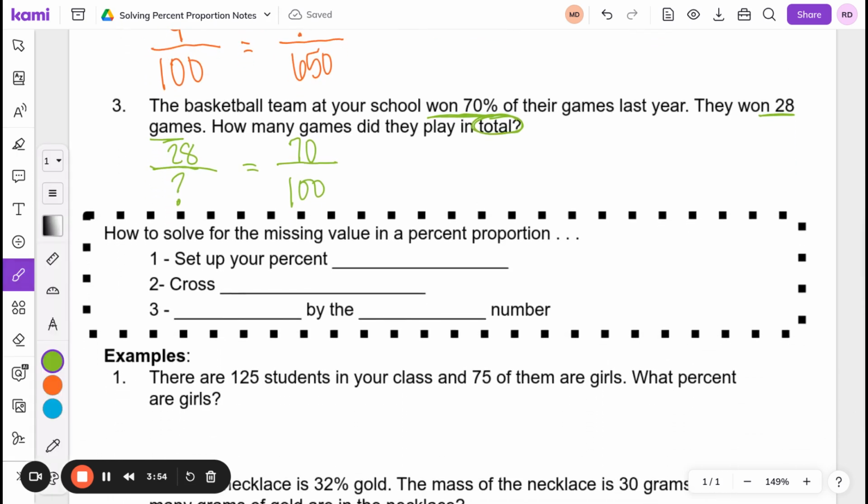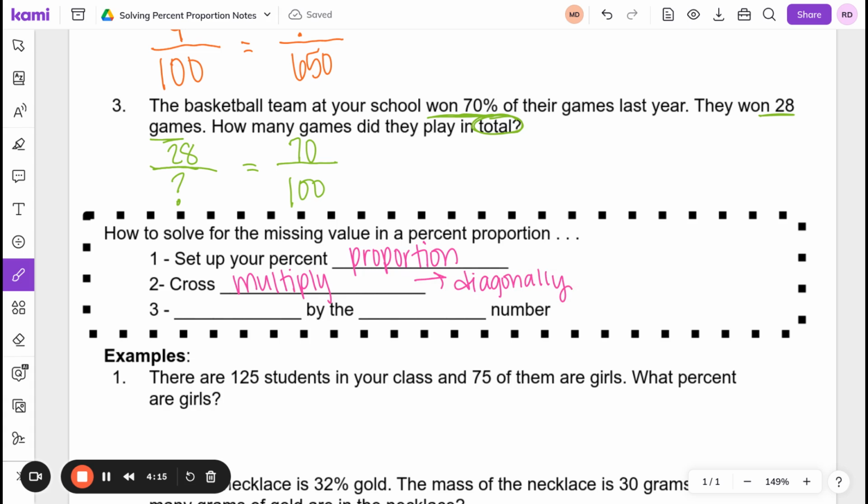There are actually only 3 steps to solving, so that's kind of nice. And step 1 is to set up that percent proportion. So again, I argue that's the hardest part. The next step is to cross multiply. So that means we're going to multiply diagonally. And the third step is to divide by the remaining number. So whatever number you didn't use in your multiplication, that's the number we're going to divide by.